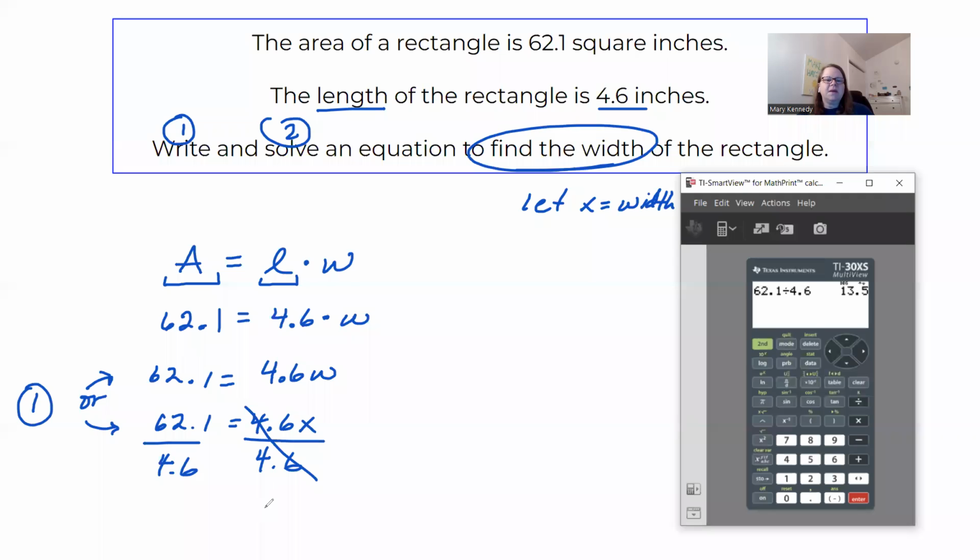All right, so we get X is 13.5. And so the width of the rectangle, the answer to this would be 13.5 inches. Be sure to label it, make sure that you make it clear that you understand what you found as your answer. So the width is 13.5 inches. All right, that's helpful.